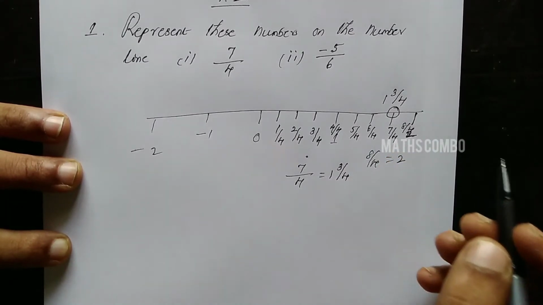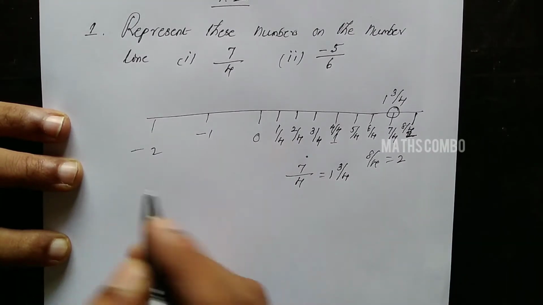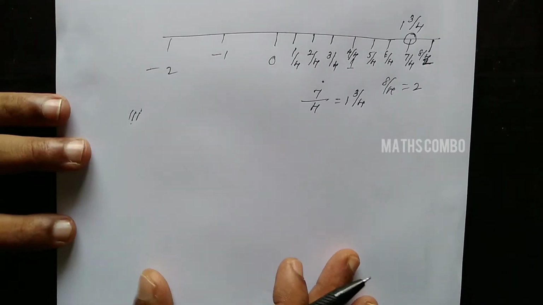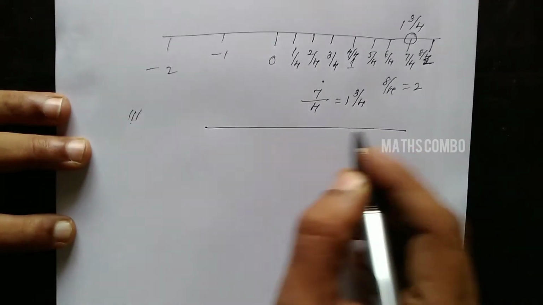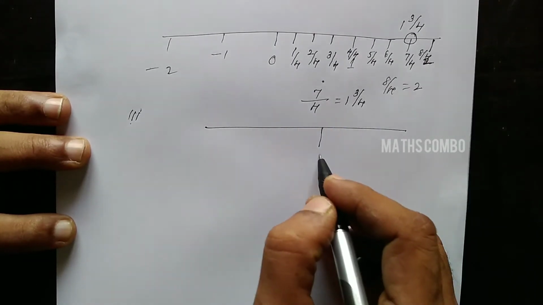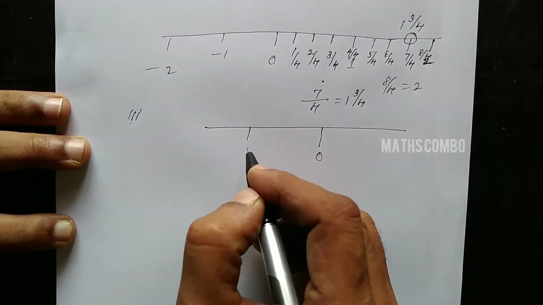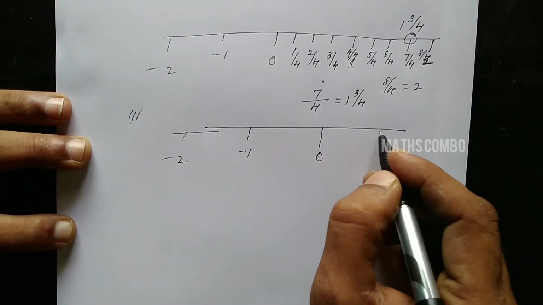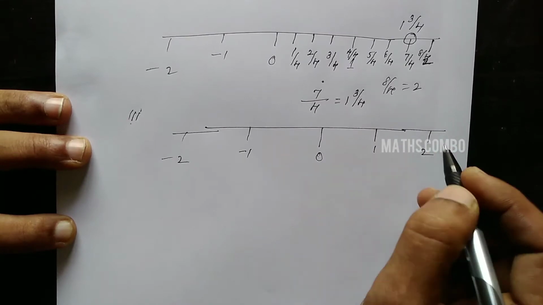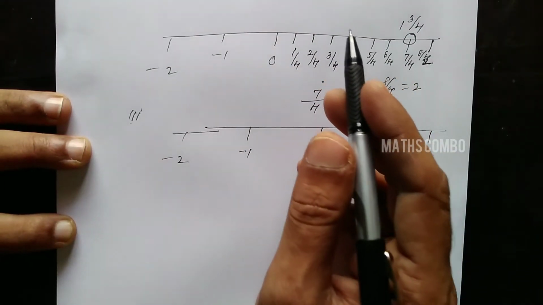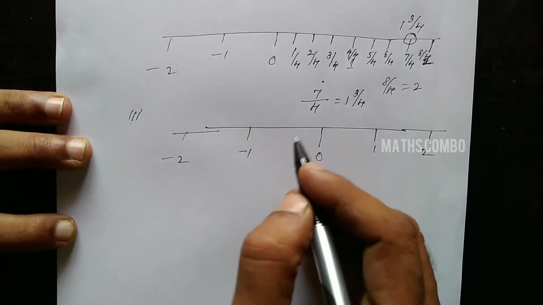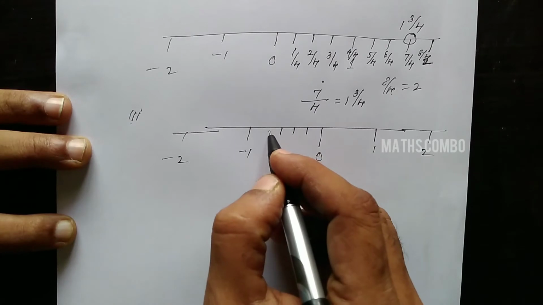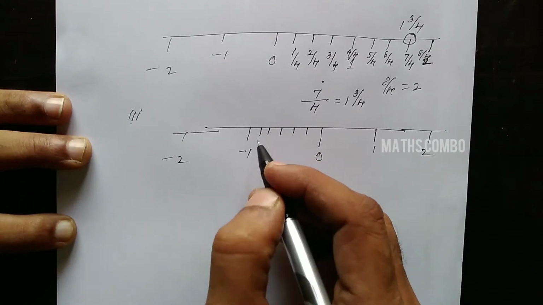Okay, so now we'll read the second question. Same, 0 and minus 1, it will go minus 2. So 1, 2. Now they have given minus 5 by 6. So we will go like this: 1, 2, 3, 4, 5, 6.